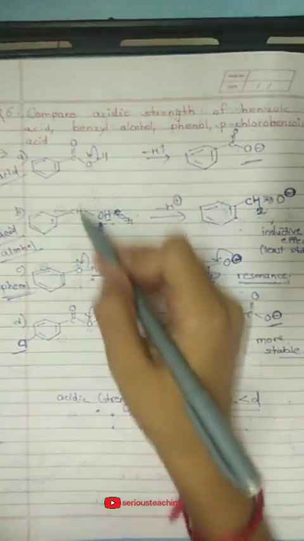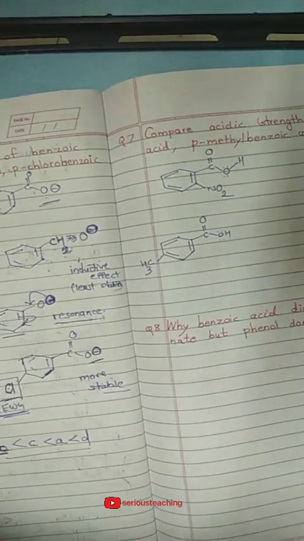So whenever there are different functional groups, you have to consider the acidity of the functional groups first, and then try for stability of anions. Okay. Now let's go for the next question.